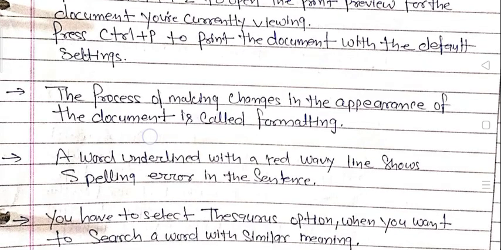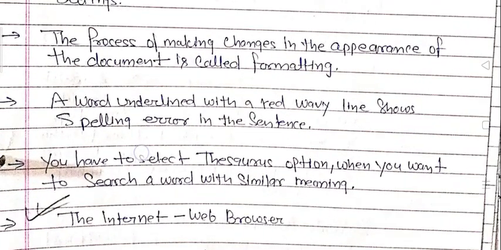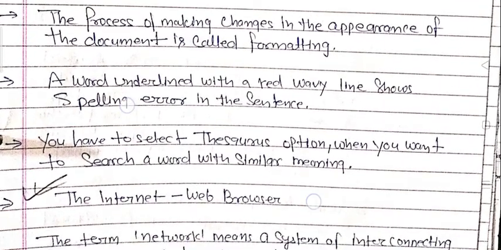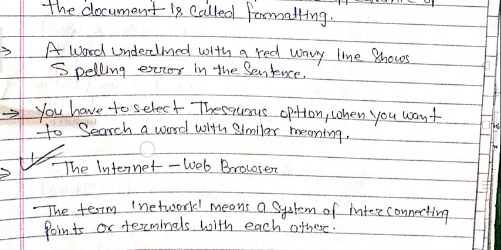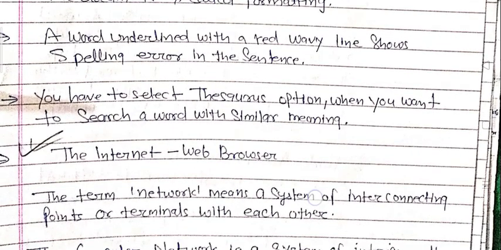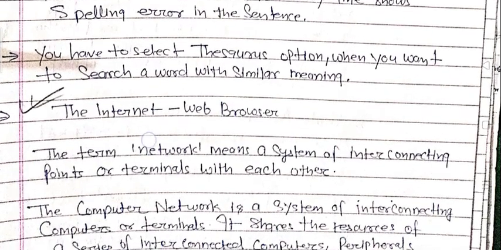The process of making changes in the appearance of the document is called formatting. A word underlined with a red wavy line shows spelling errors in the sentence. You have to select the thesaurus option when you want to search for a word with similar meaning.